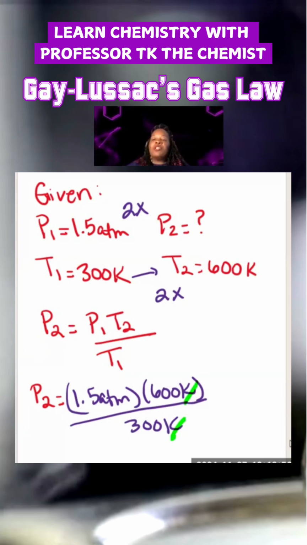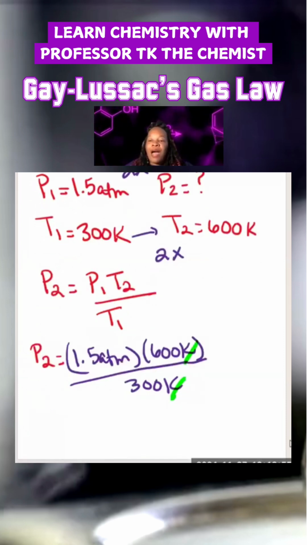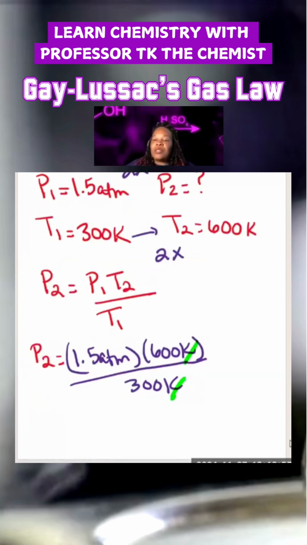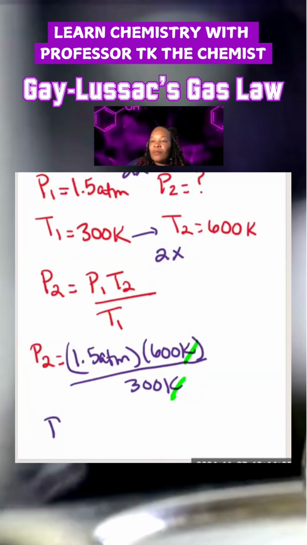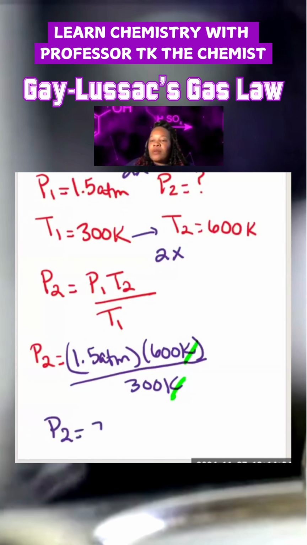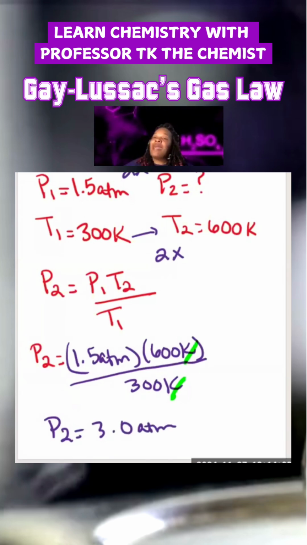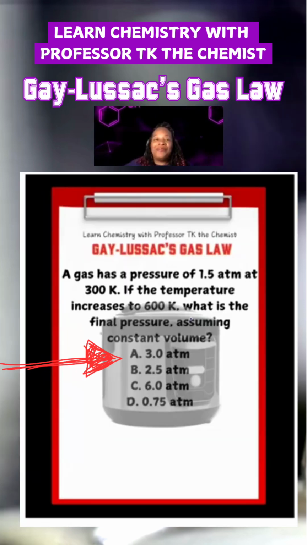All right. Now we're going to go ahead and plug this into our calculator. 1.5 times 600 divided by 300 gives us 3.0 atm. So the correct answer is letter A.